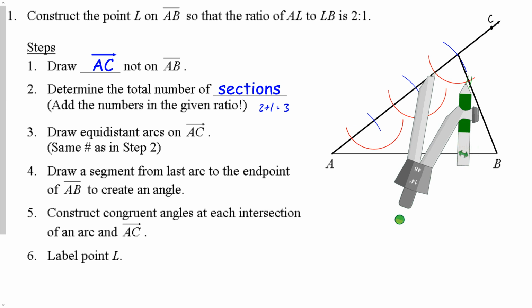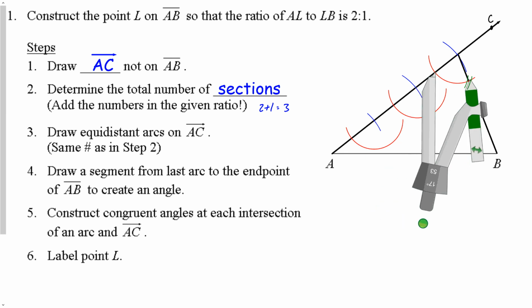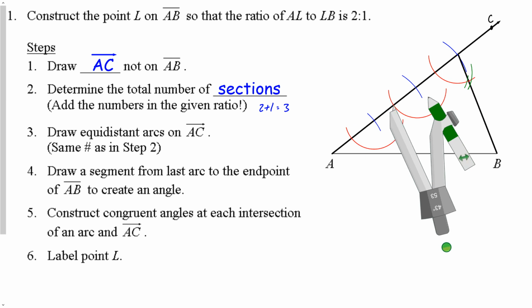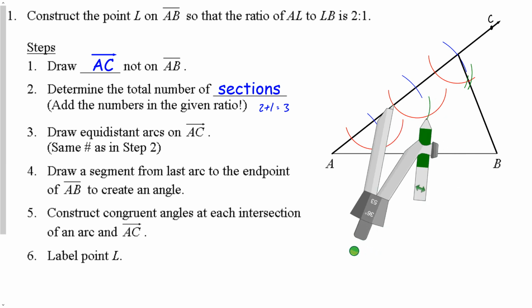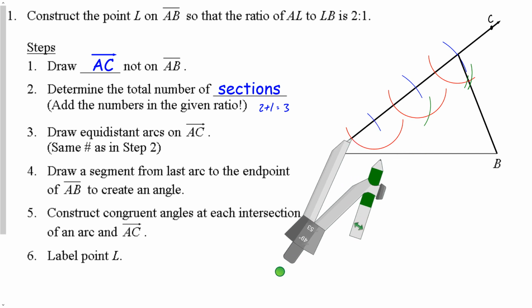Let's see if this one's any better. The computer only letting me use certain settings isn't going to make this very easy here. There, that one. We'll have to go with that. Now we take that setting and move it to the intersection of one of the arcs and ray AC. Do the same thing down here.